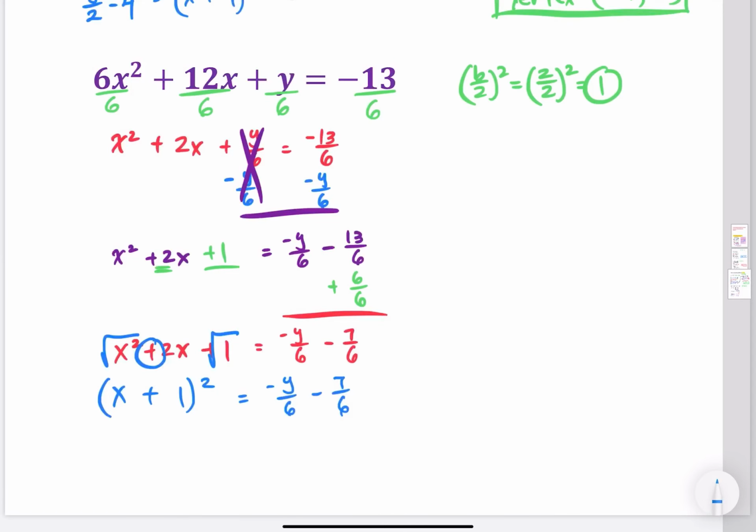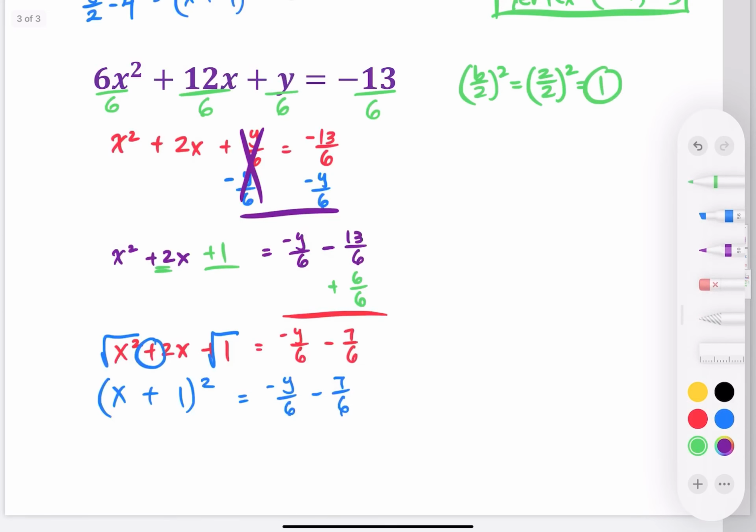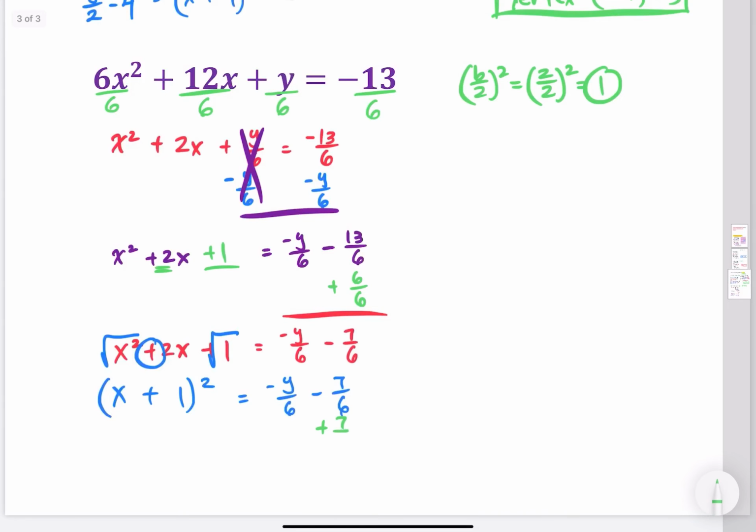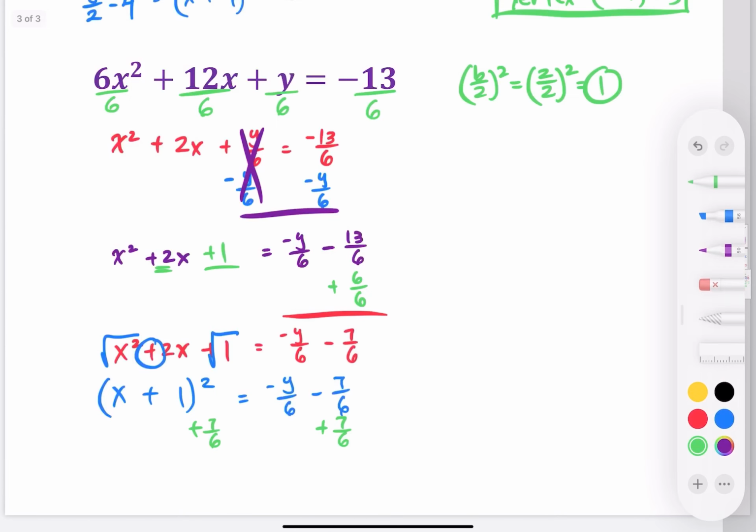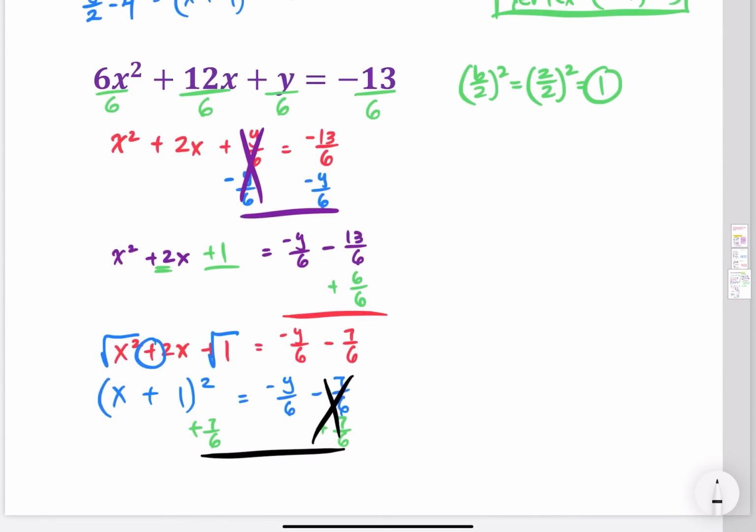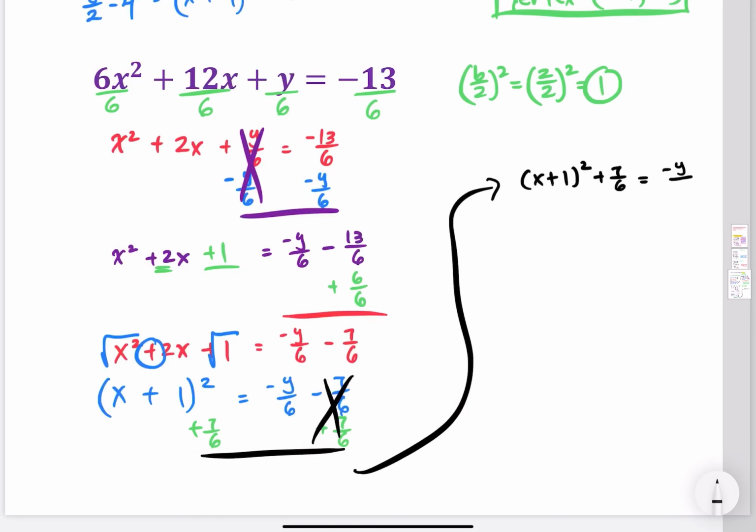Okay, we want to get that y by itself. So I need to get rid of that negative 7 over 6. So to get rid of that negative 7 over 6, I'm going to add 7 over 6 on both sides. And that way the 7 over 6's will cancel each other out. Now I'm going to go ahead and write it up here. So now I got x plus 1, sorry, squared, plus 7 over 6 is now equal to negative y over 6. Now we just need to get rid of that negative sign. We need to get rid of that 6.